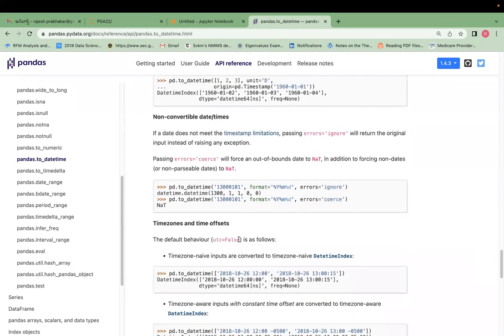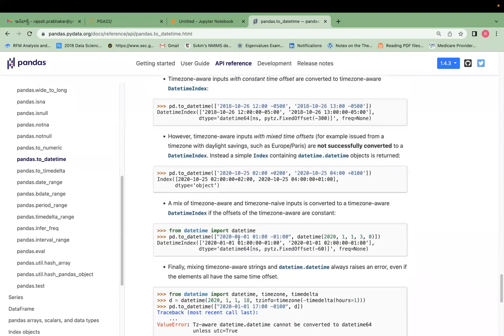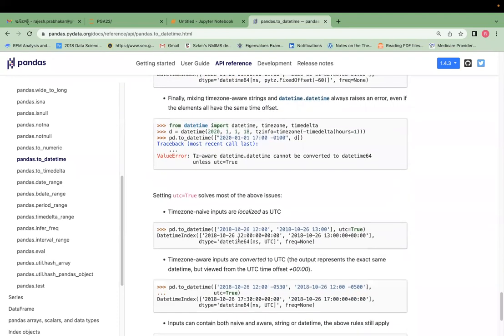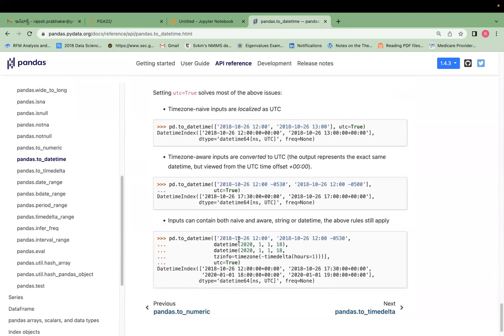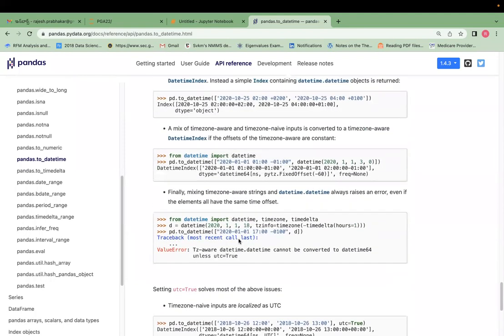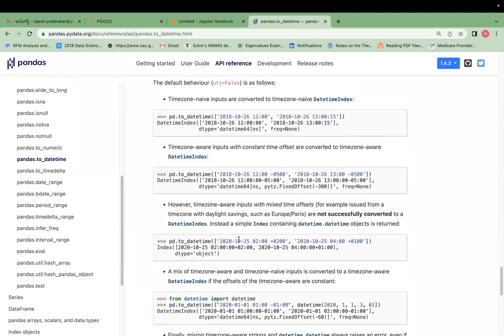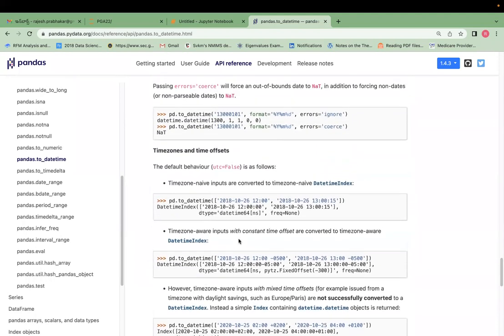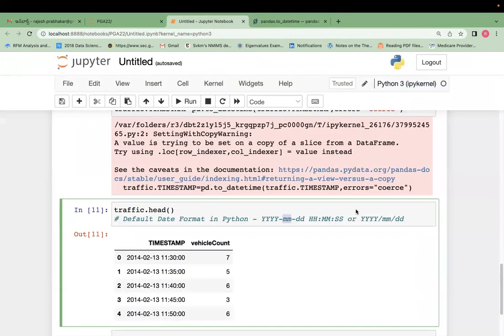Now, what happens if you are asking for the month name? The month name should also be there somewhere here. I think it's not there here. I think percentage capital M will read it. Percentage capital M will read the month also, so that should not be a problem. We'll try to do an example, okay?